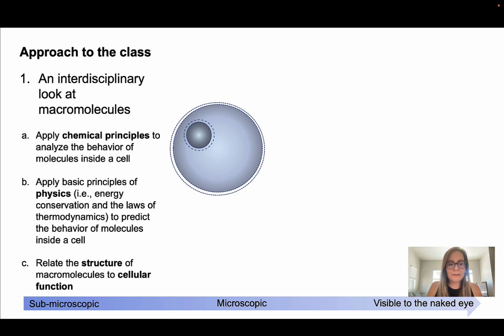We're also going to apply the principles of physics, particularly the principle of energy conservation and the laws of thermodynamics, to predict the behavior of molecules inside a cell, or the way in which molecules move in and out of the cell. And then finally, as we look at each one of these macromolecules, we're going to relate the structure of the macromolecule to its function.